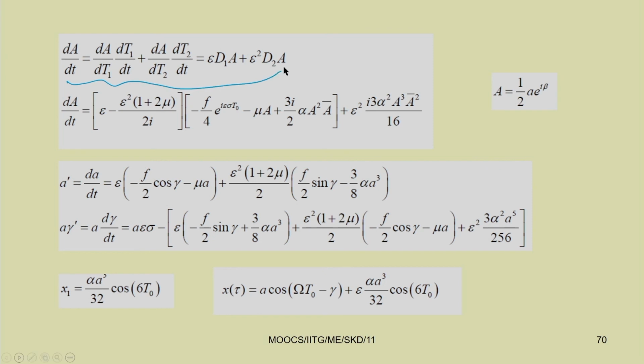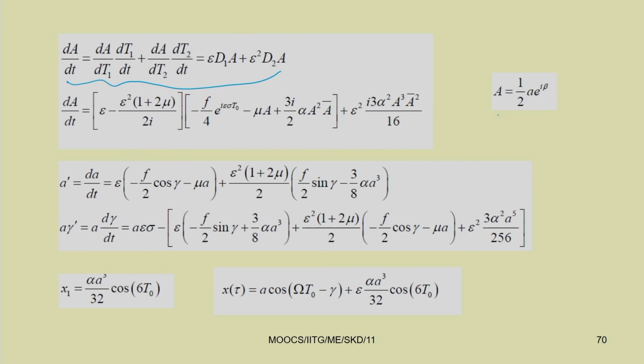So, when you are doing this higher order expansion, you can note dA/dt equals dA/dT1 into dT1/dt plus dA/dT2 into dT2/dt. As you know, dT1/dt equals epsilon, so this becomes epsilon D1A plus epsilon square D2A. Already we know the expressions for D1A and D2A. By substituting these, we got this expression for dA/dt.